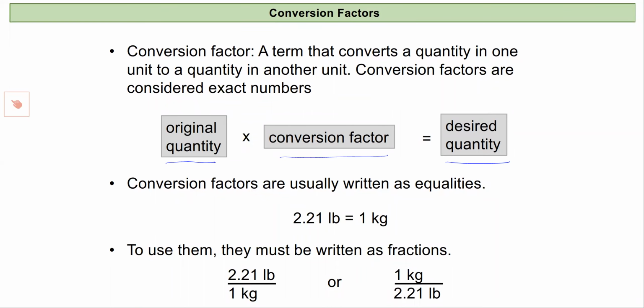Here's an example of a conversion factor, that 2.21 pounds equals 1 kilogram. When multiplying it against an original quantity as a conversion factor, we can write them as fractions in one of two ways, with the 2.21 pounds on top and kilograms on the bottom, or kilograms on top and 2.21 pounds on the bottom. And which of these versions we use depends on what the original quantity units are.